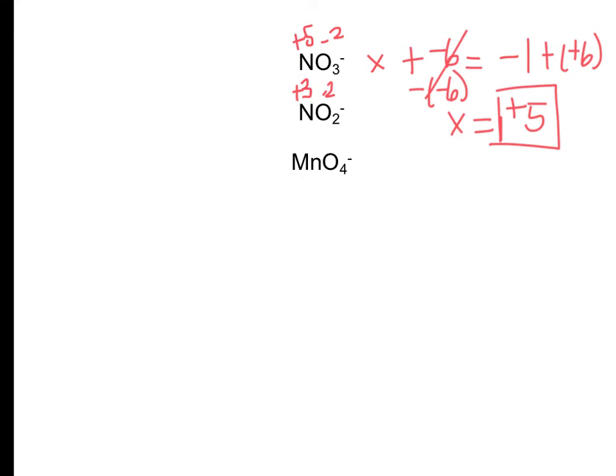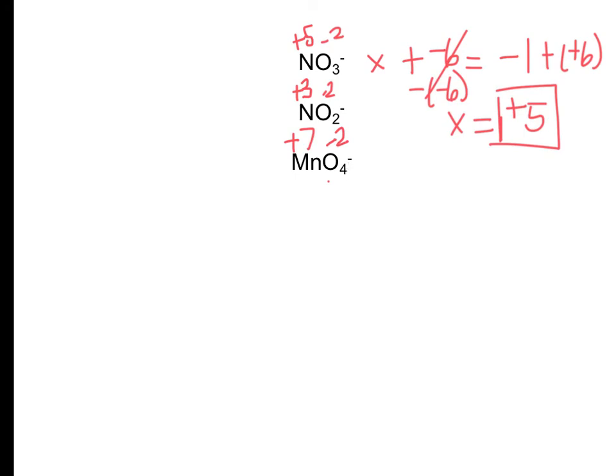All right, so let's do the very last one. Once again, we know that we have a rule for oxygen, right? Oxygen is going to be negative 2. So let's do our math. Negative 2 times 4 is negative 8, and it has to equal negative 1. So therefore, the manganese is going to be plus 7. So 7 minus 8 equals negative 1.